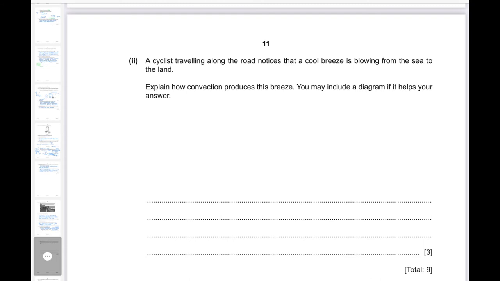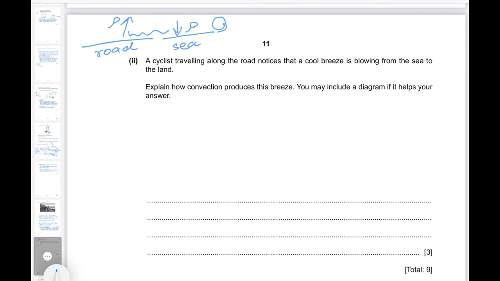The same thing is going to be happening over here. The air above the road would get heated up, so it would rise up due to lower density. And the air above the sea would be cooler in comparison to the air above the road, and so it would sink down due to its higher density. Then this air would blow and replace the air above the road, and then the cycle is going to repeat.